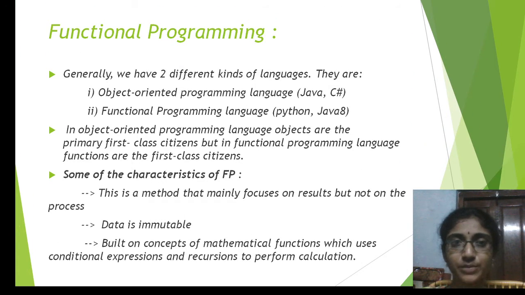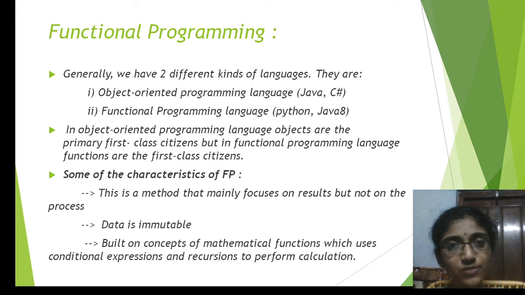So this is functional programming. What is functional programming? Generally we have two kinds of languages. The first one is the object-oriented programming language and the second one is the functional programming language. Object-oriented programming language examples are Java and C#, whereas for functional programming we have different languages like Python and Java 8.